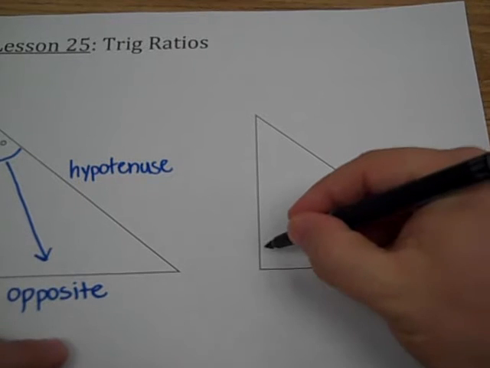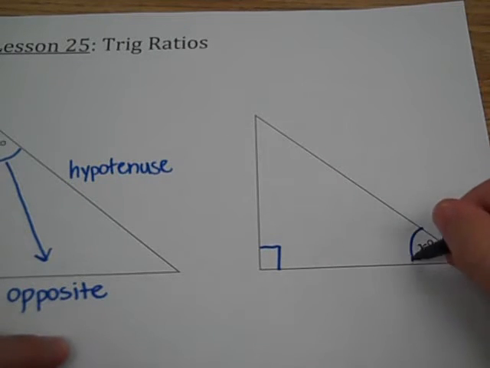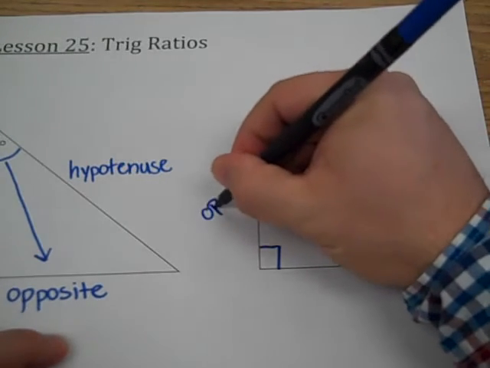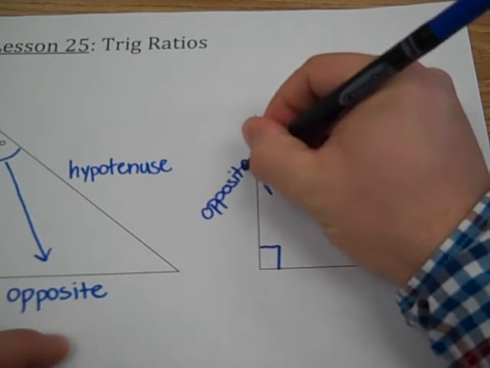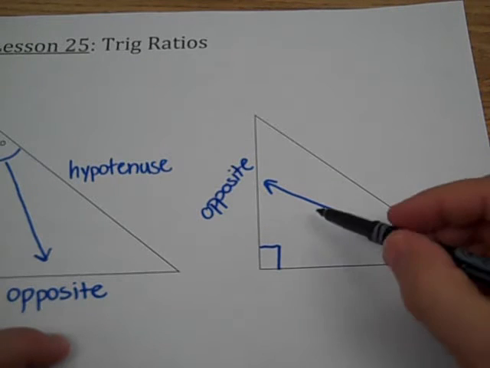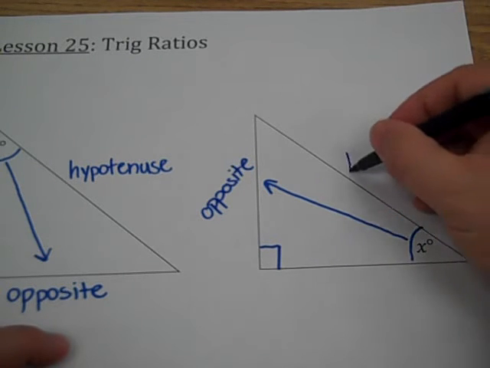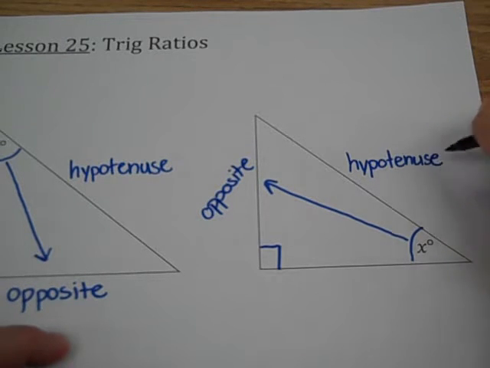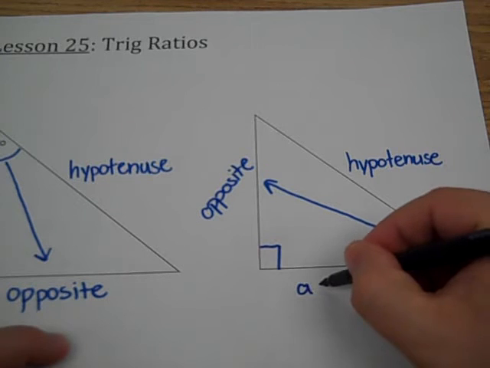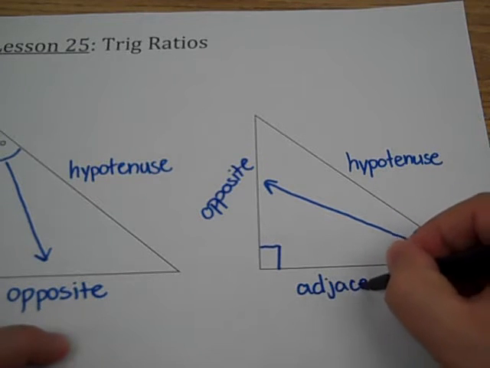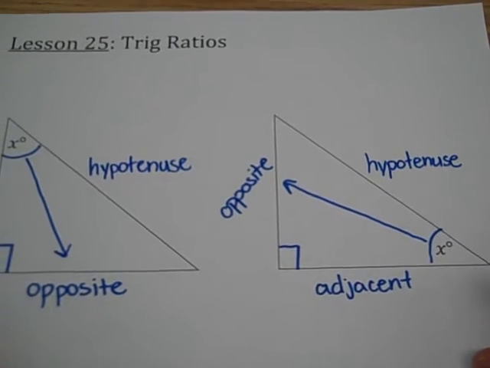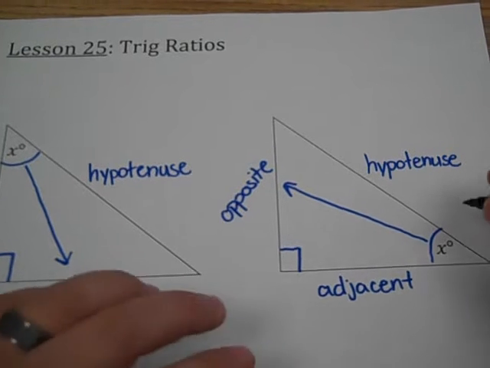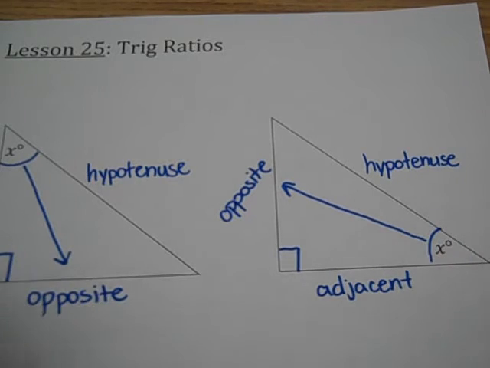So I'm going to do this one as well. Now we have a different angle we're looking at. So the angle opposite from x is the one across from it. This time it's this side. My hypotenuse is still across from the 90-degree angle, so it's in the same location. And the last side is my adjacent side. So it's going to be very important to be able to find the opposite, adjacent, and hypotenuse as it relates to an angle when we're going to write trig ratios.